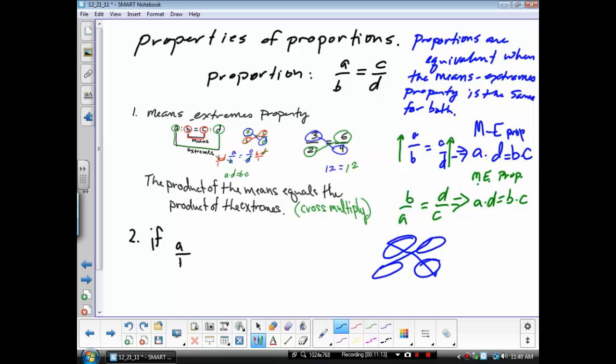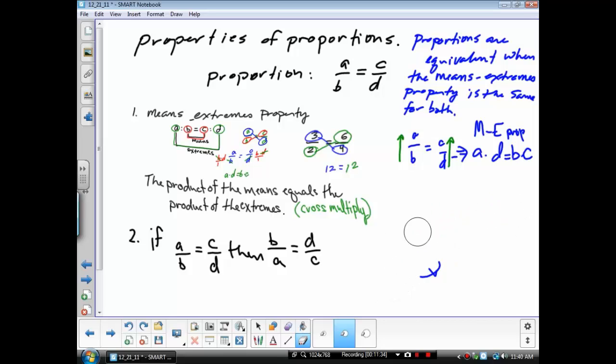If A is to B as C is to D, then B is to A as D is to C. And our goal is again to find more proportions. So what I'm going to do is take these little arrows and move them so they're both going the same direction. A is to C as B is to D.